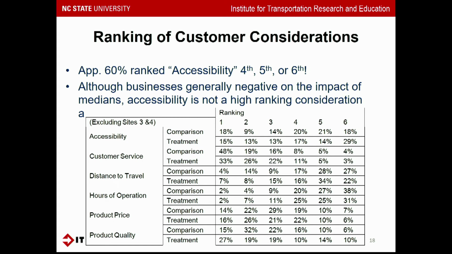But about 60% in that before period are saying that accessibility ranks 4th, 5th, or 6th in priority of what I consider. There are other things that are more important than accessibility. Not that it isn't important. There were certainly some that ranked it fairly high, but there was a fair majority saying this kind of falls off. It's not the most important.